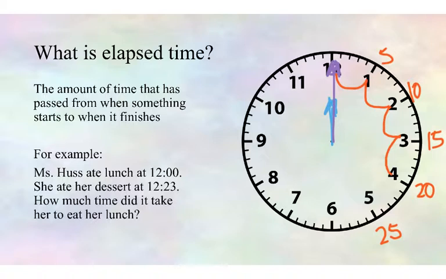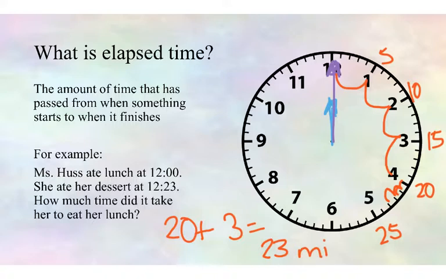And then 1, 2, 3. Okay? So I made 5, 10, 15, 20. 20 minutes. Plus, how many little jumps did I make? 1, 2, 3. So how much time did it take me to eat lunch? It took me 23 minutes to eat lunch.